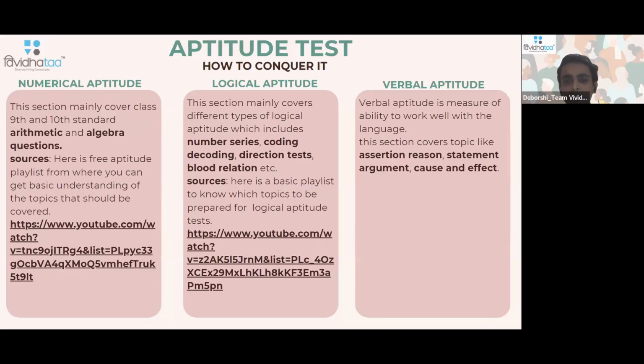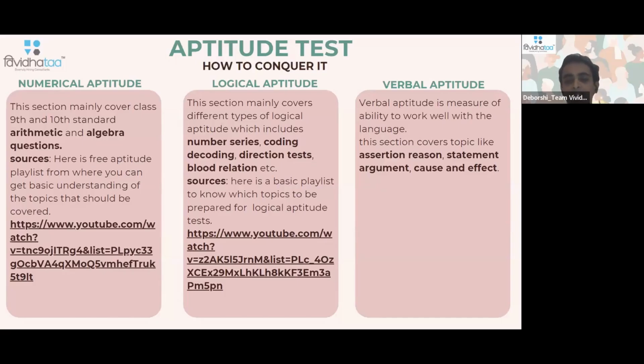Second is the logical aptitude test. This section mainly covers different types of logical aptitude, which can include number series, coding-decoding, direction test, blood relation. And how can you prepare for this logical aptitude test?